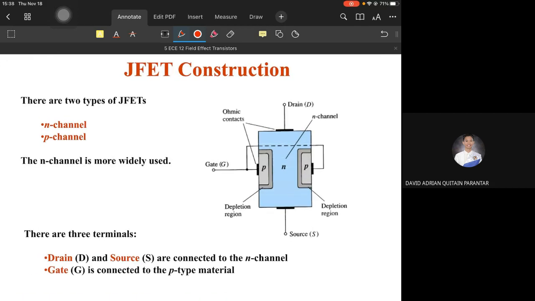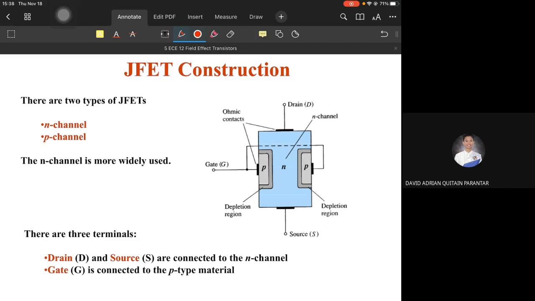So, this is the physical construction of a JFET, junction FET. For each type of FET, they have different physical constructions. Unlike with the BJT, where there is only one type of BJT, the BJT has just two: N-type or NPN and PNP. The internal construction is basically the same.